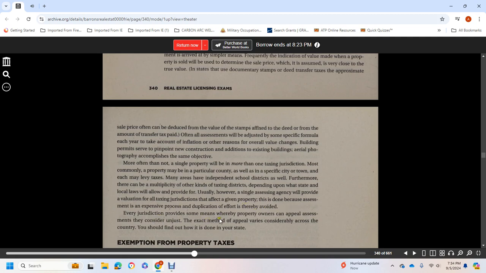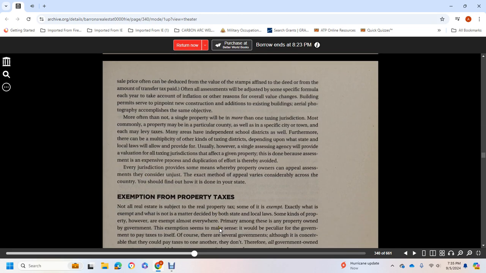Every jurisdiction provides some means whereby the property owner can appeal an assessment that is considered unjust. The exact method of the appeal varies considerably across the country. You should find out how it is done in your state.